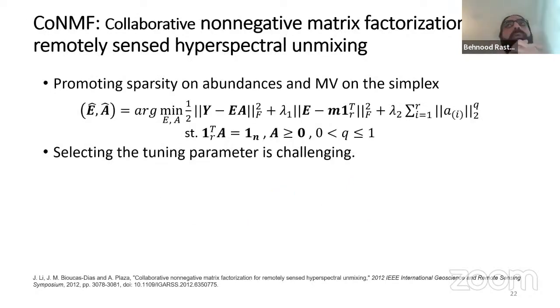Then we have another method called collaborative non-negative matrix factorization for remotely sensed hyperspectral unmixing. As I already explained, they use this quadratic minimum volume penalty applied to the endmembers, and also they use a sparsity promoting penalty on the abundances. So they solve this problem. In this type of problem, it's very difficult to select the optimum value for the regularization parameter. Just keep that in mind.